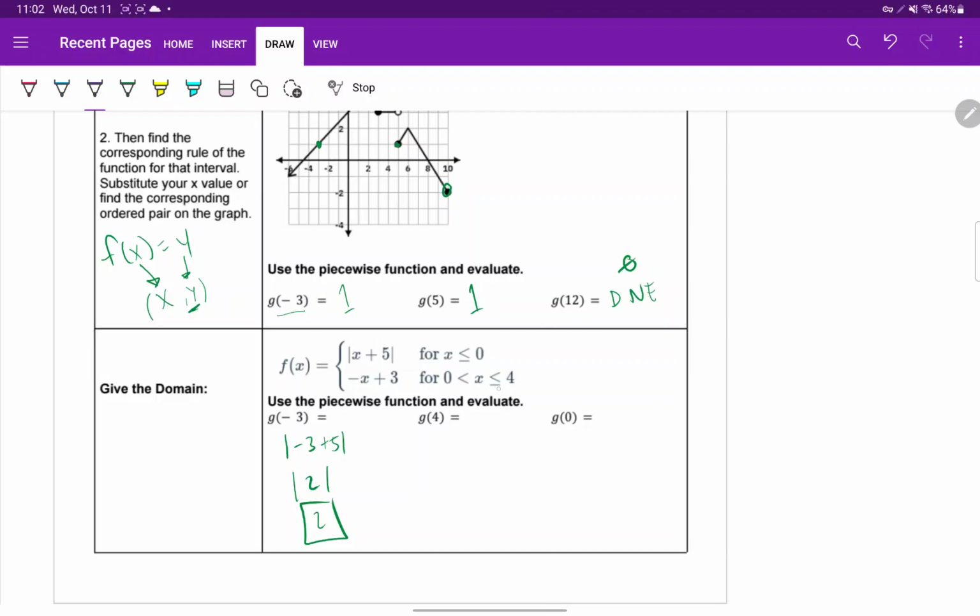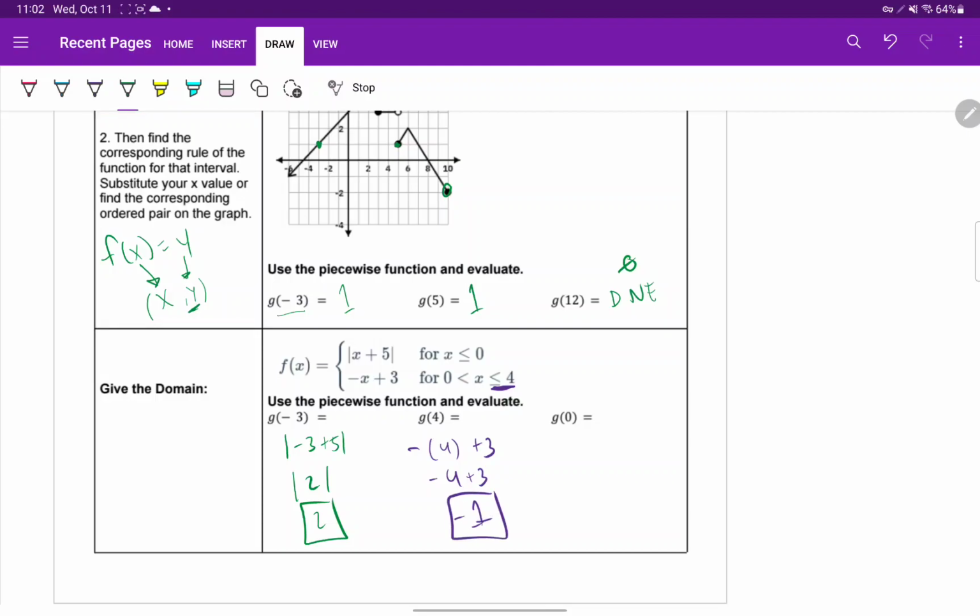Okay. Now for the next one, we see which restriction it falls into. So g of 4, it falls in right here. X is less than or equal to 4. So now we're going to plug in the 4 into the function. So negative parentheses 4 plus 3. And then we can simplify it. Negative times 4 is negative 4 plus 3, and negative 4 plus 3 is negative 1.